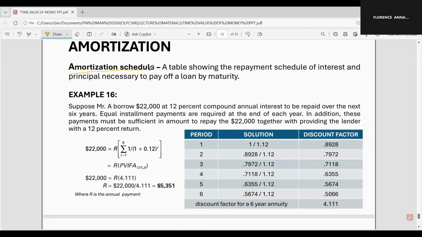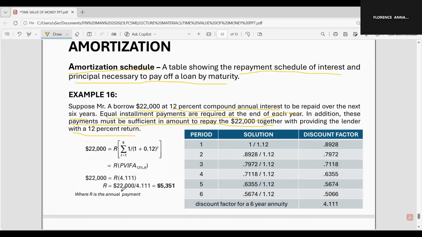It is through the use of an amortization table which shows the repayment schedule of an interest and principal necessary to pay off a loan by maturity. So, to illustrate, let's solve example 16. Suppose Mr. A borrows $22,000 at 12% interest compounded annually to be repaid over the next 6 years. Equal installment payments are required at the end of each year. In addition, these payments must be sufficient to pay the $22,000 together with providing the lender the 12% return.